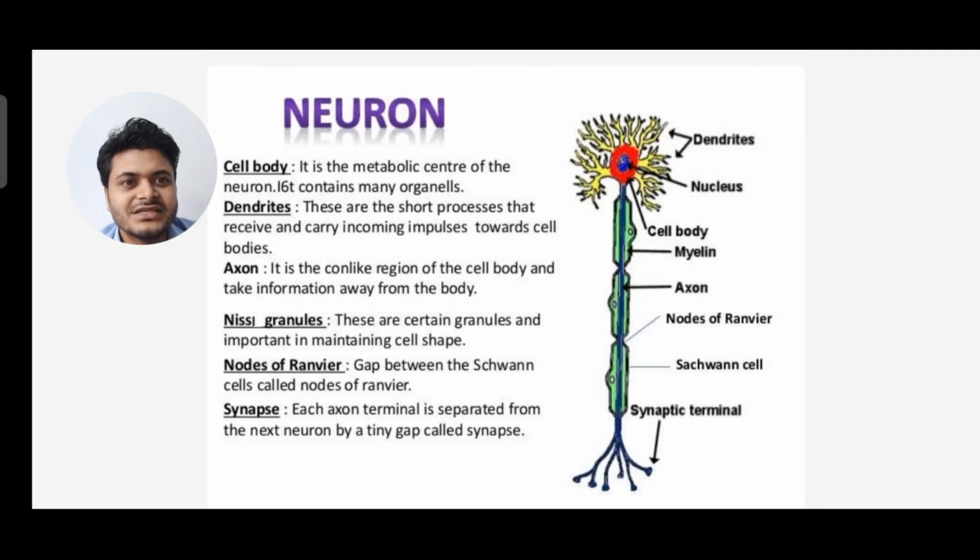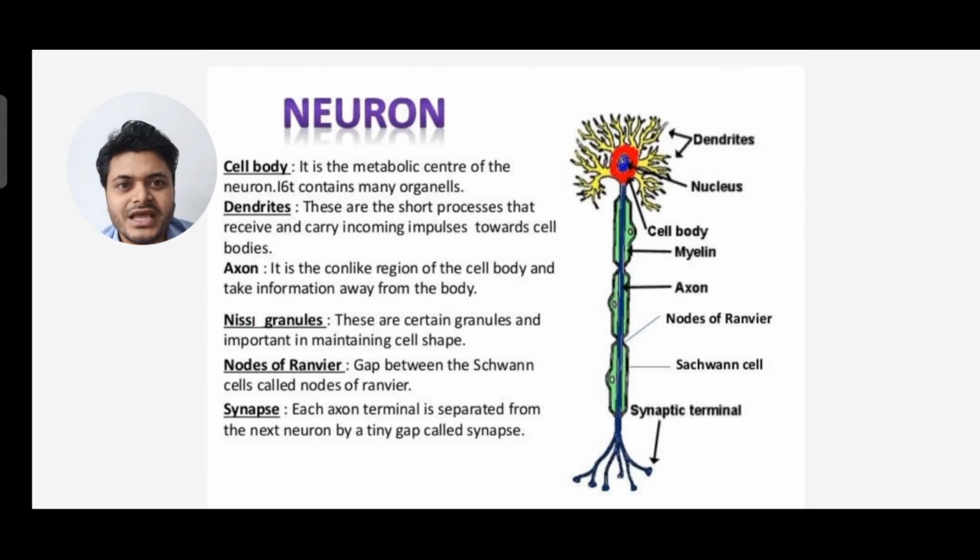Next are Nissl granules. These are certain granules important in maintaining cell shape. Next is the node of Ranvier. The gap between the Schwann cells is called the node of Ranvier. You can see the Schwann cells, and between the Schwann cells are the nodes of Ranvier.